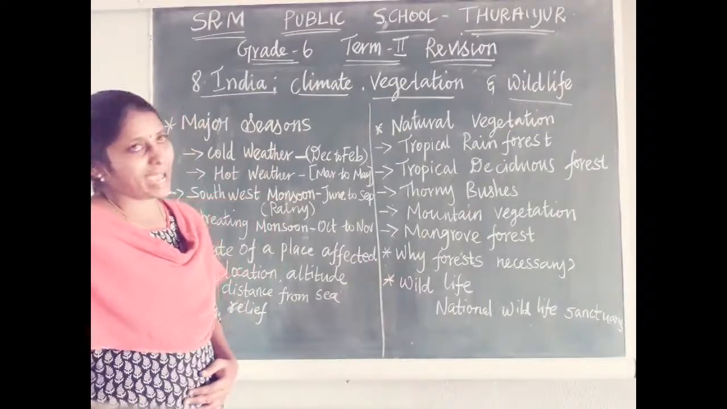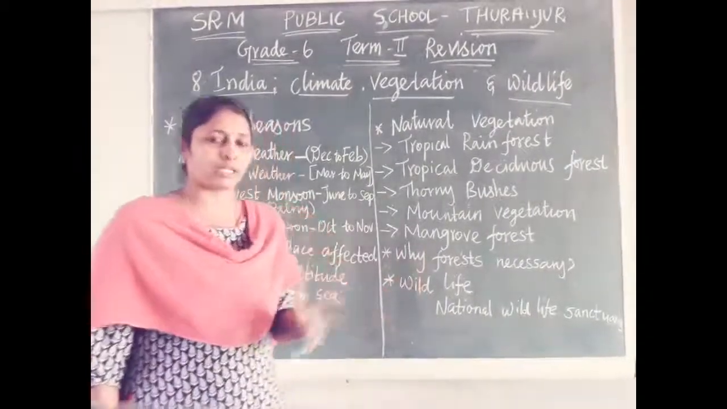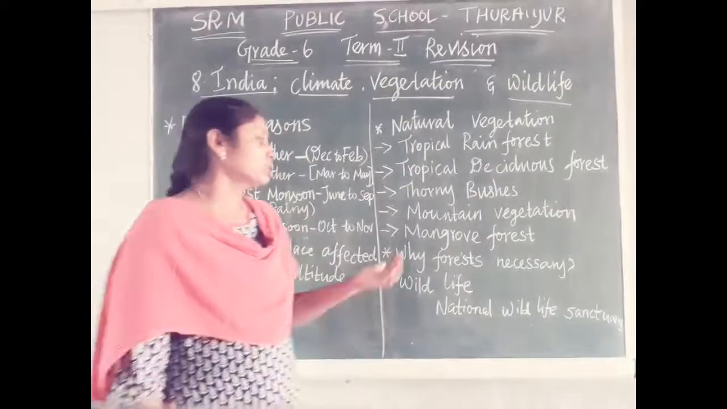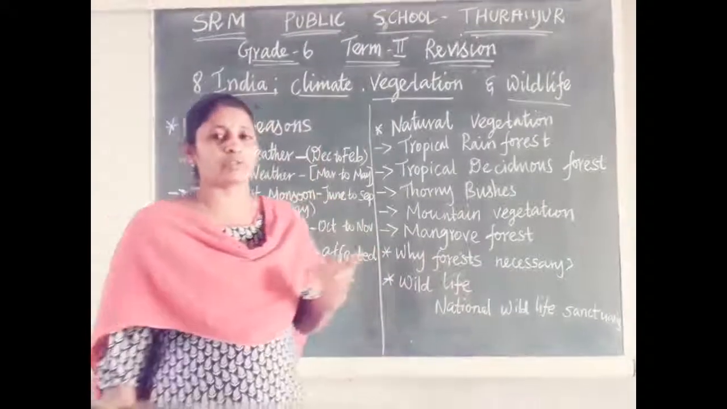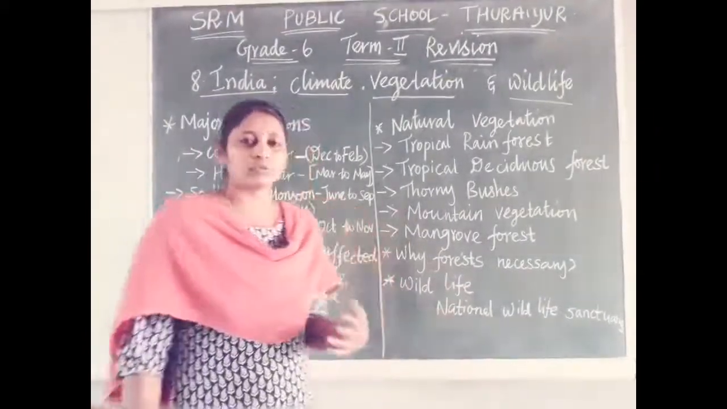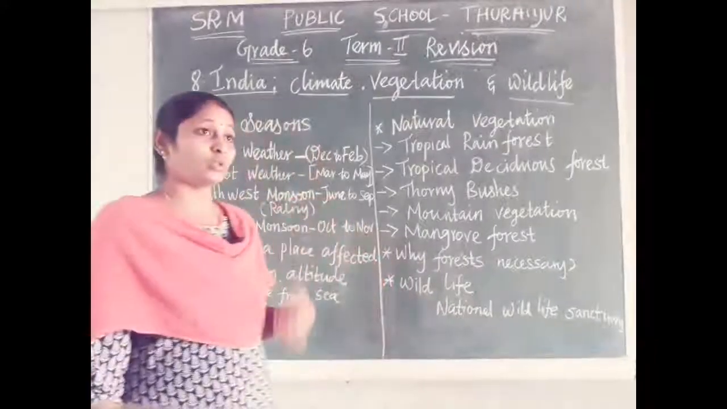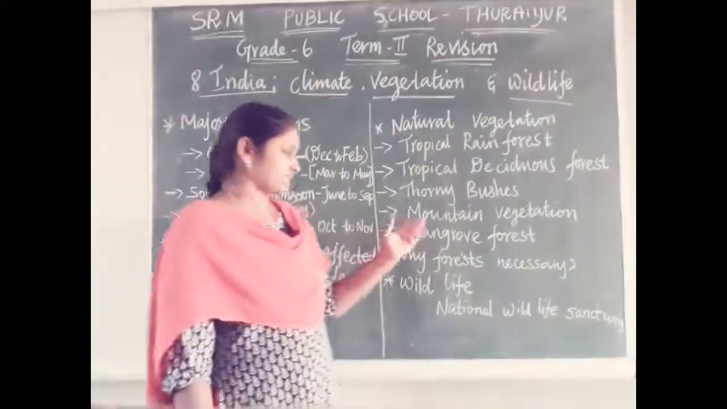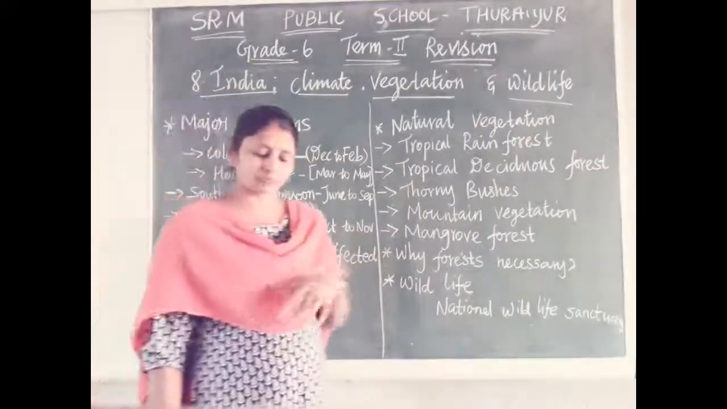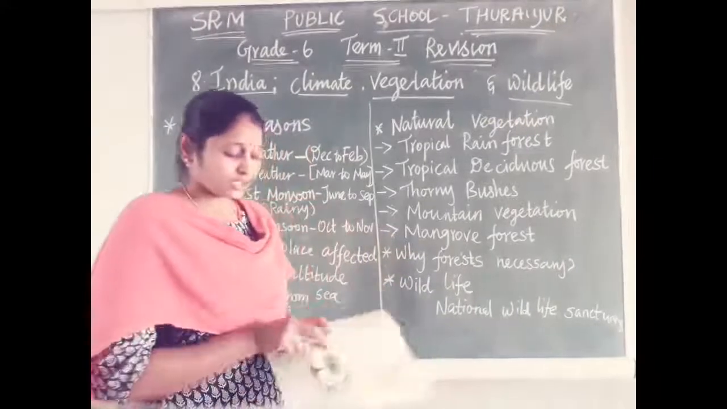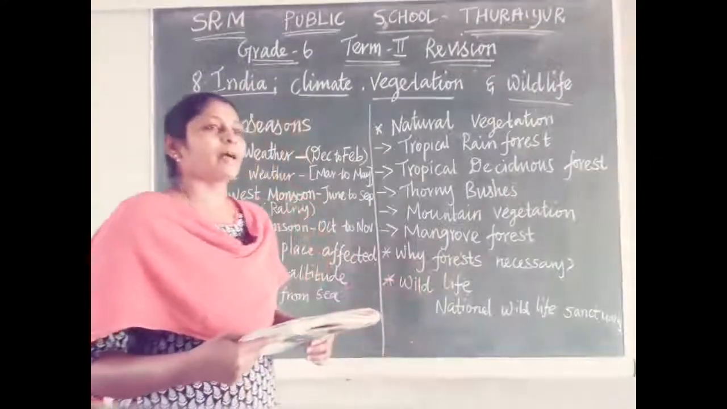Next is mangrove forest. Where can we find mangrove forest? In the seashore area. In saline water, this type of forest grows nicely. Wherever we have backwater, in that place we have mangrove forest. This forest is also called Sundarban forest. Particularly we can see it in West Bengal, Tamil Nadu, Pichavaram, and the Andaman Nicobar Islands.